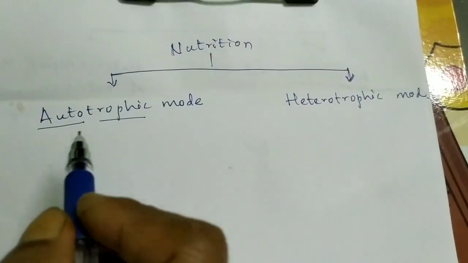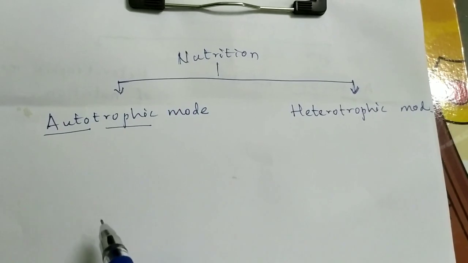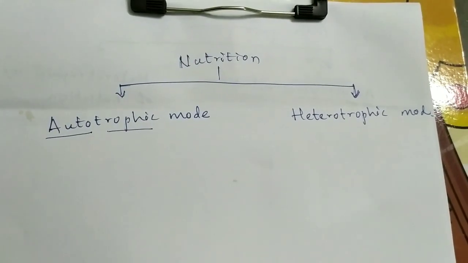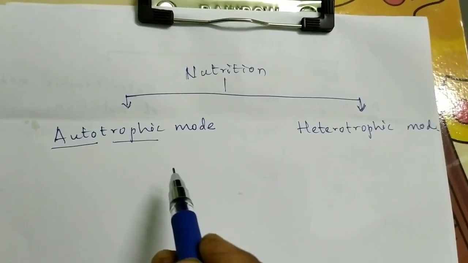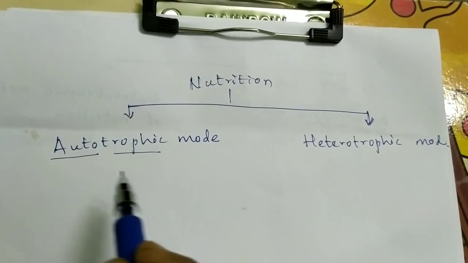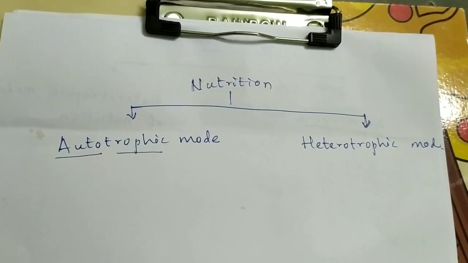Autotrophic, the word itself has two words in it: auto and trophic. Auto refers to self and trophic refers to synthesize. It means the organisms which are able to prepare their own food and satisfy their nutrition. Such a mode of nutrition is called the autotrophic mode of nutrition.